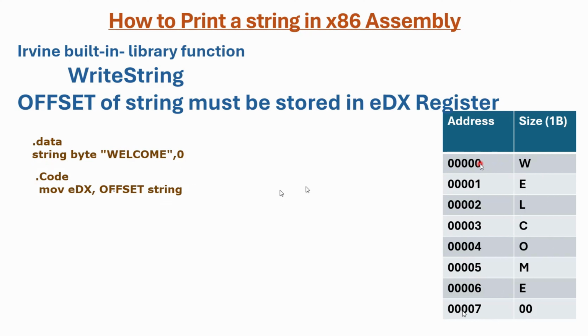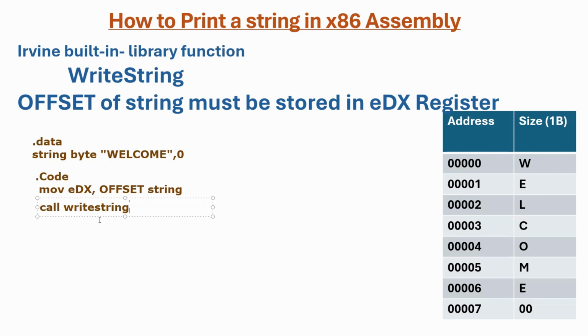In Visual Studio, I will show you that this address will definitely move into EDX once you execute this line. So what should be the next line? The only requirement of the WriteString function was that the offset of the string must be stored in EDX, and that is already done now. We will simply call this function. And how would you call it? In the code section, you will simply add a line, call WriteString, and that's it.